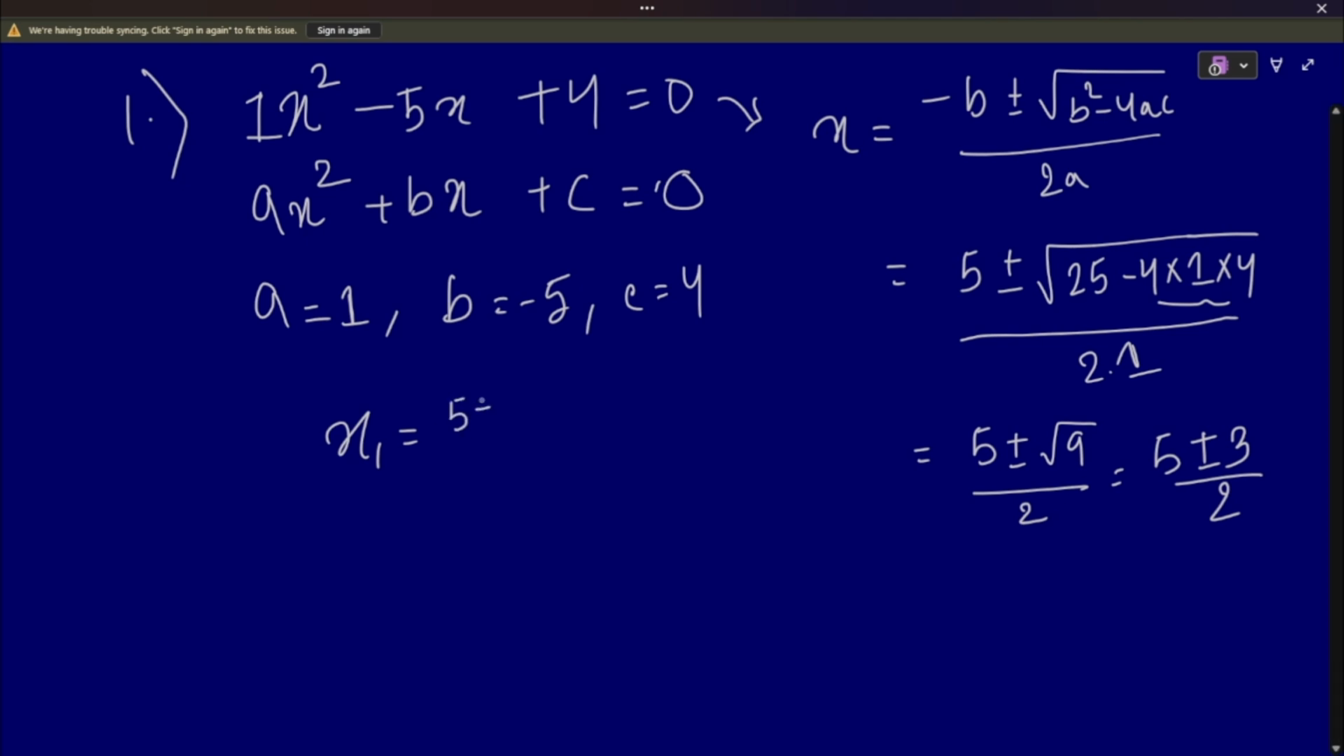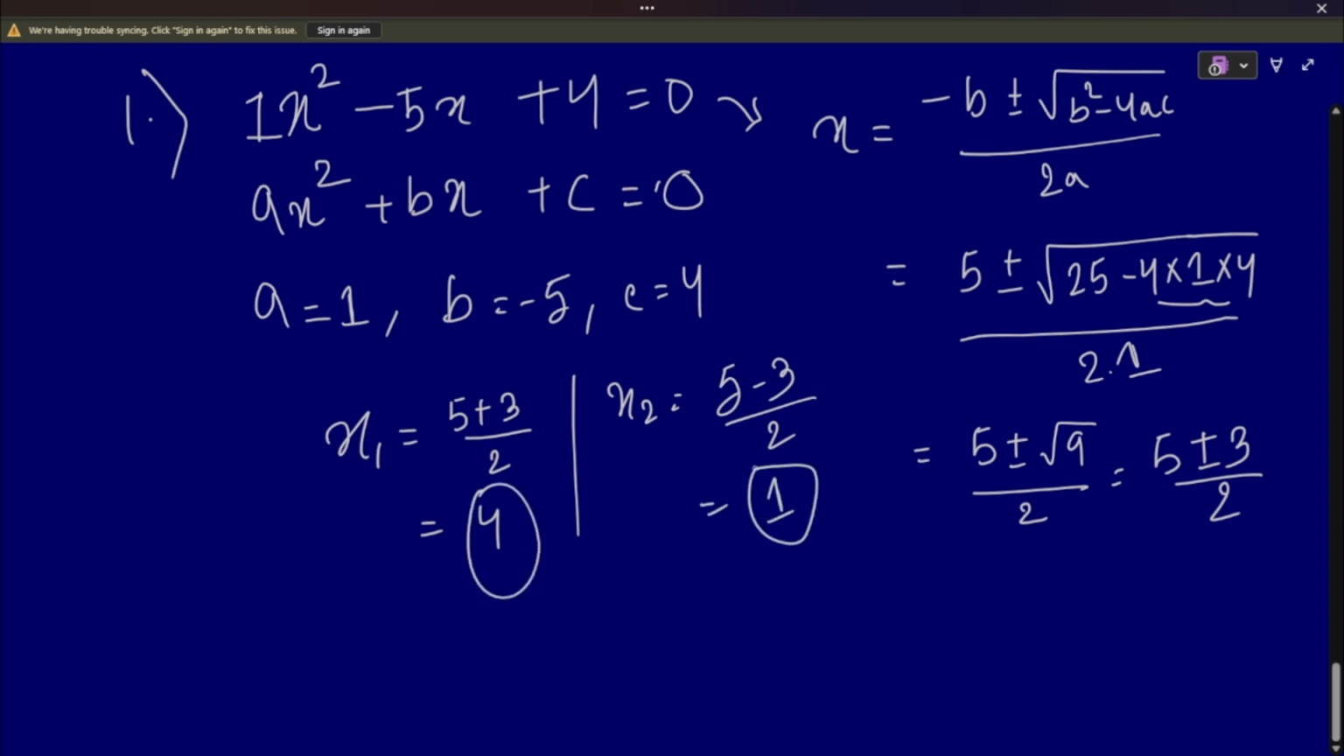So for the first one, you take only the positive sign, which simply gives you 8 upon 2, which is 4. And for the second root, you take the negative sign, you get 5 minus 3 upon 2, 2 by 2, which is 1. Both of these values satisfy the initial equation. So that is, if you put in x equals 4 here on the left hand side, this will give you a 0. So is the case if you put x equals 1, it will still give you a 0.